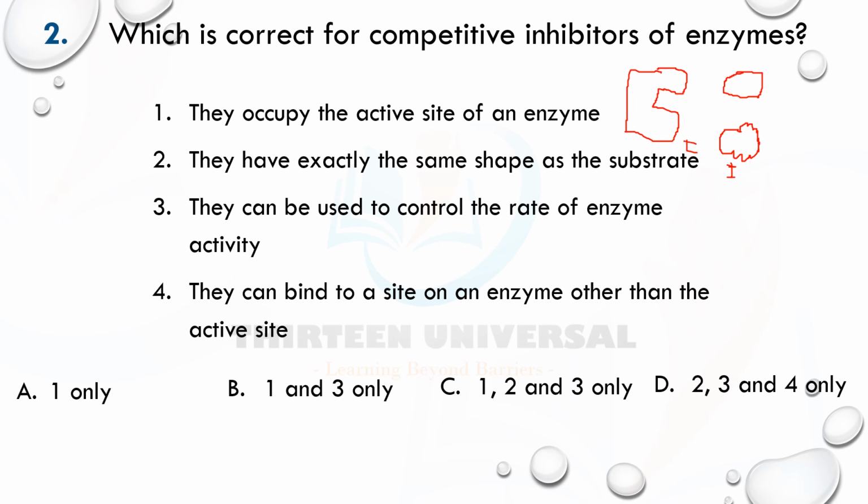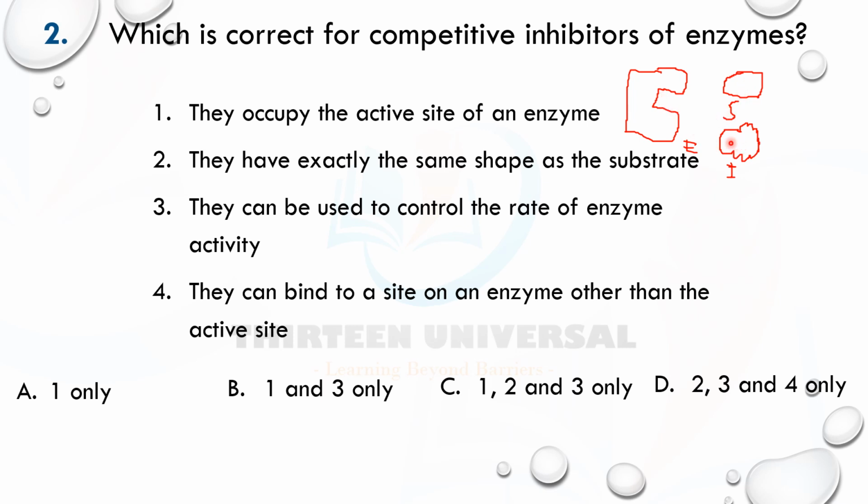This is substrate S. So see, the substrate and its inhibitor, they are similar. They are not exactly the same, and the shape of the inhibitor is complementary to the active site. So when it binds to the active site, it blocks the substrate. The statement is that they occupy the active site of an enzyme. Yes, they can bind to the active site because they have a complementary shape to the active site.